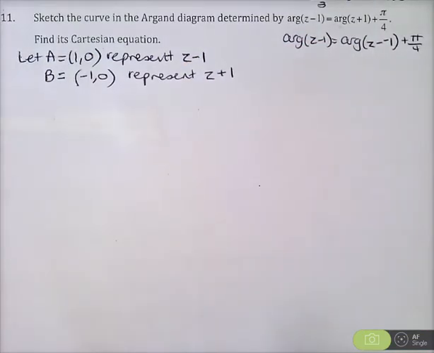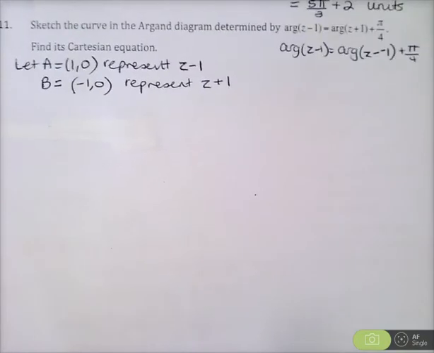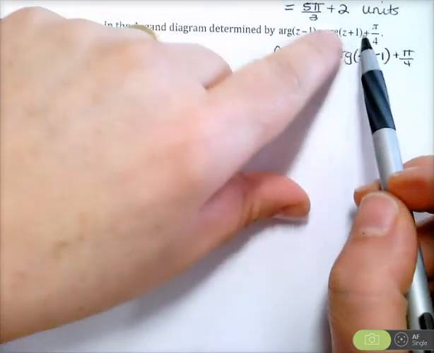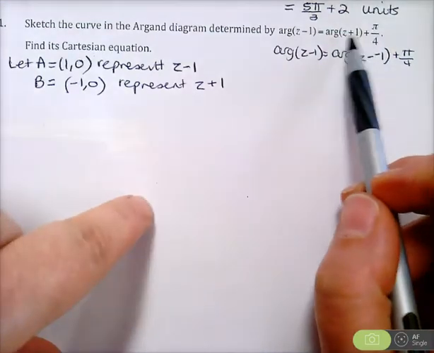Now, you know what this is telling me? That the direction from 1 to my complex number is the same as the direction from negative 1 to the complex number plus 45 degrees. So I've got to work out the direction from negative 1 to my complex number.